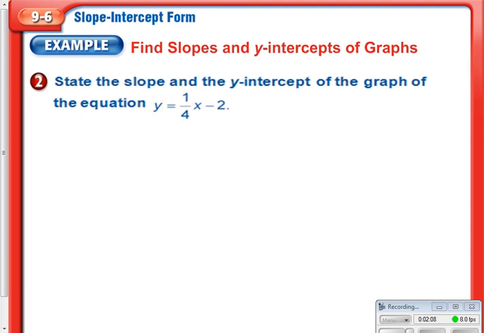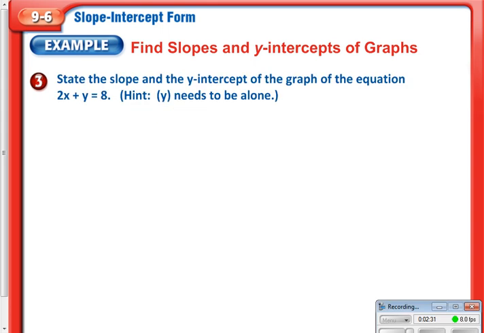Example 2, same scenario. I want you to work it through just like we did in example 1. Go ahead and pull out your m and your b. In example 2, we note that y is by itself. We find out our slope is 1/4, which is next to x, and then our b value, our intercept, is -2.